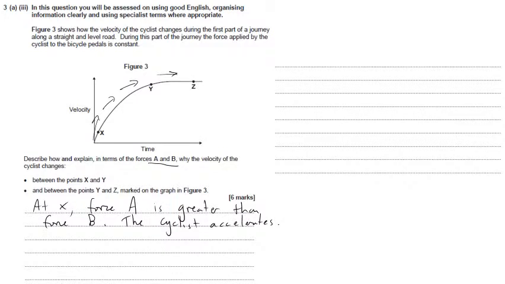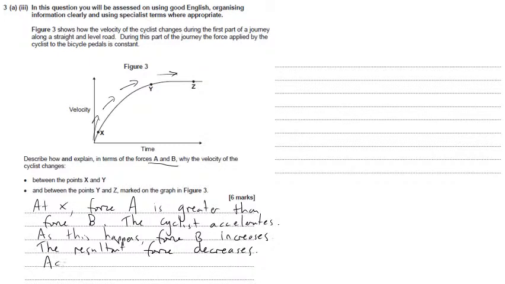But then we say, as this happens, force B, which is air resistance, increases. This makes the resultant force smaller. And as the resultant force decreases, acceleration decreases. So the velocity increases at a slower rate.